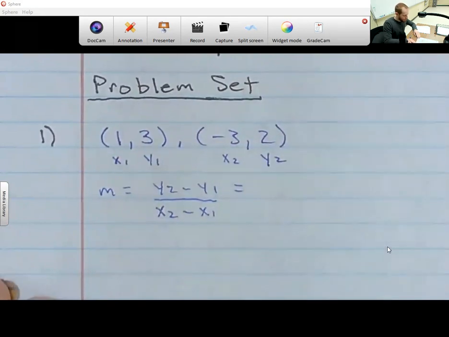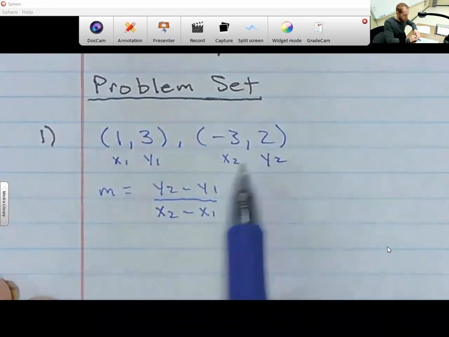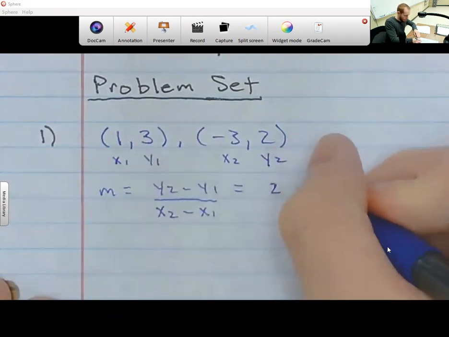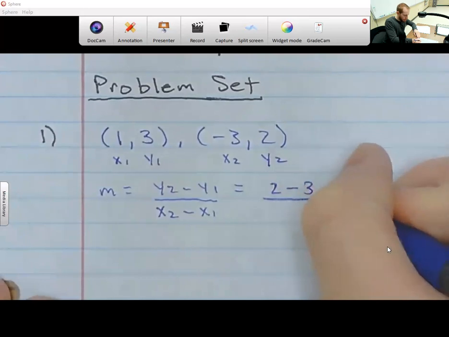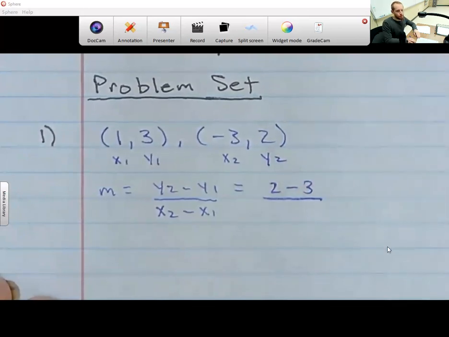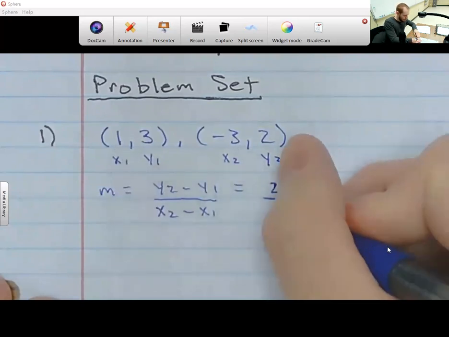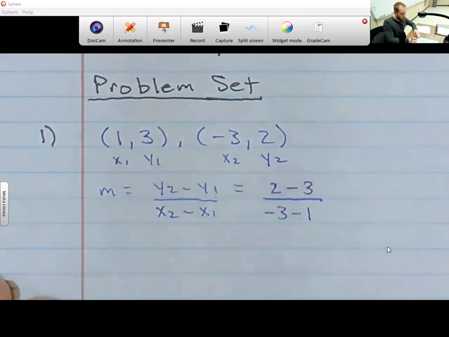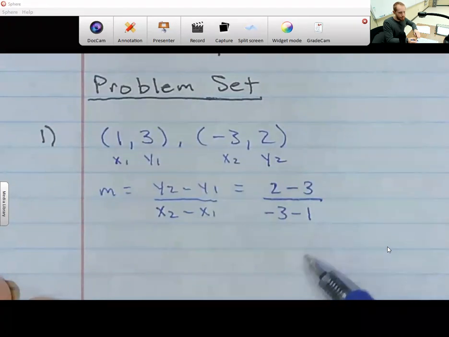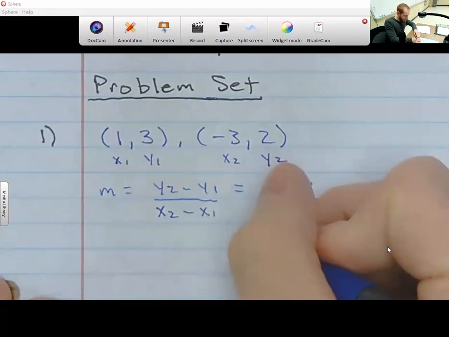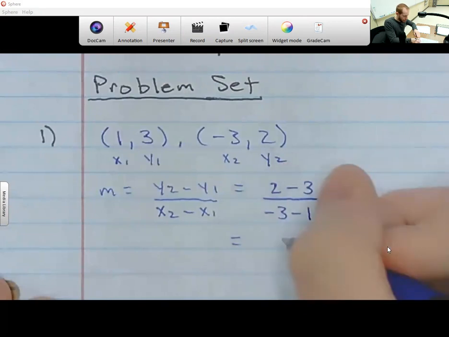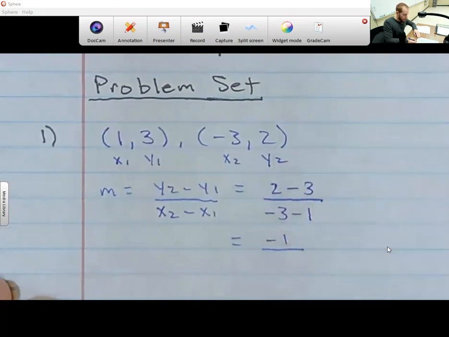Okay, so y2 minus y1, that's going to be 2 minus 3. And then on the bottom, I'm going to have x2 minus x1, and that's going to be negative 3 minus 1. Okay. So now I've got all the numbers where I need them to be. Now I can work out the top, I can work out the bottom, and then I'm going to divide them. So 2 minus 3, that's going to be negative 1. And negative 3 minus 1 on the bottom, that's going to be negative 4.